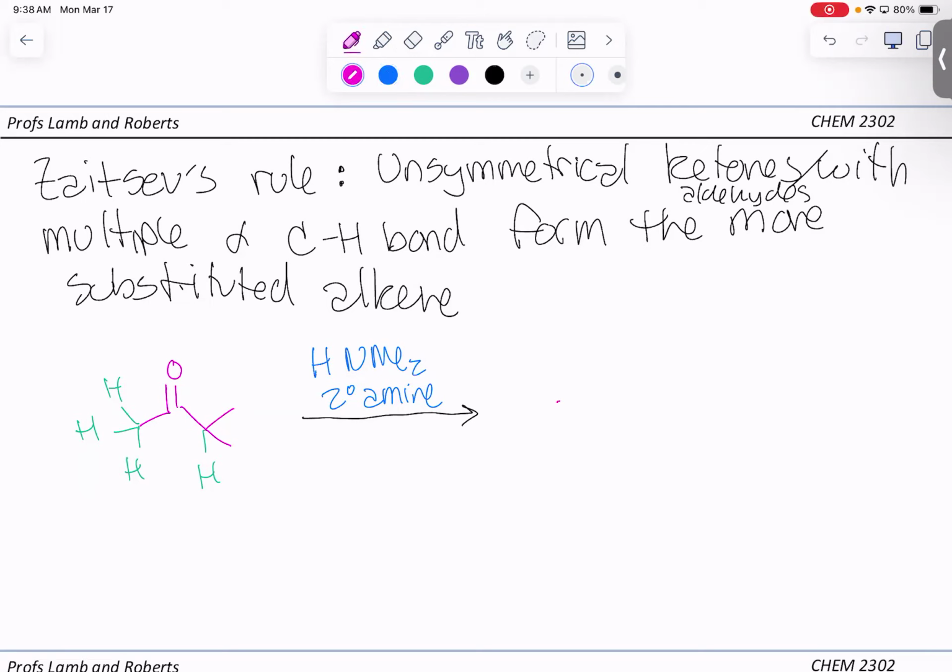All right. So we could either get this product here, where our nitrogen has a single bond to it, and we've taken off the alpha CH bond from the position that is on the left. Or we can also form the following, where we've taken the alpha CH bond from the group on the right.